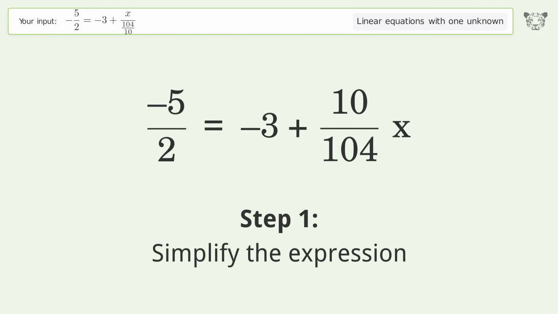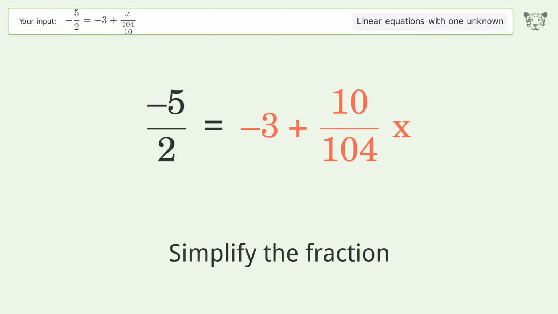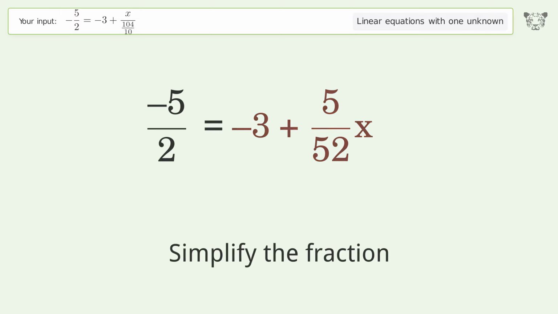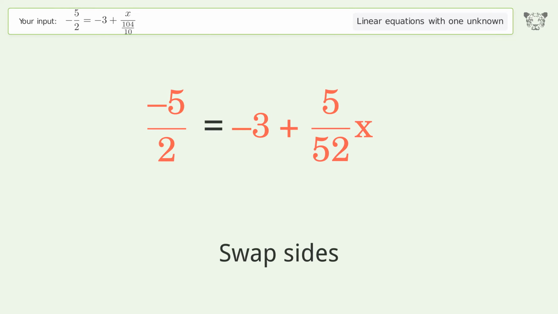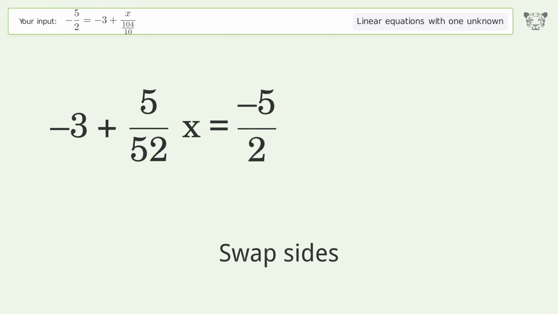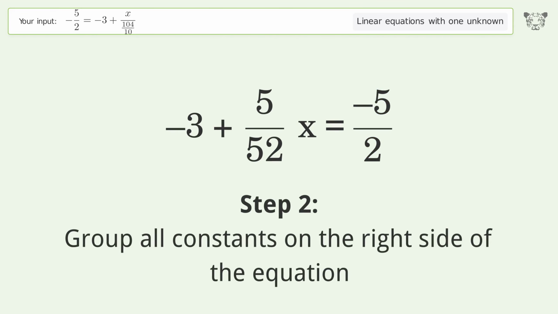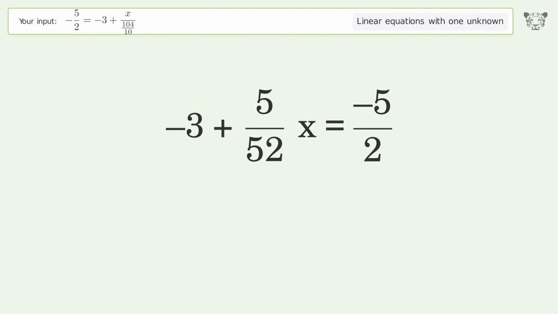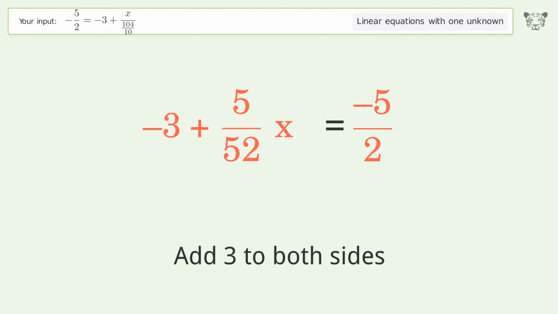Simplify the expression. Simplify the fraction. Swap sides. Group all constants on the right side of the equation. Add 3 to both sides.